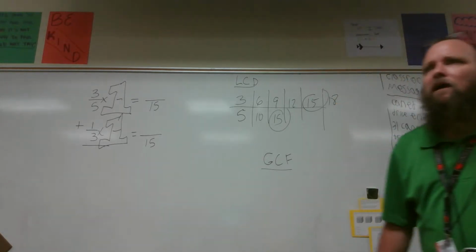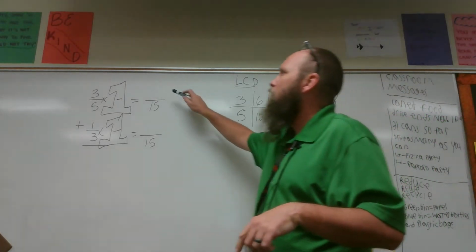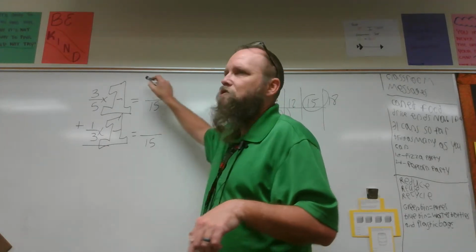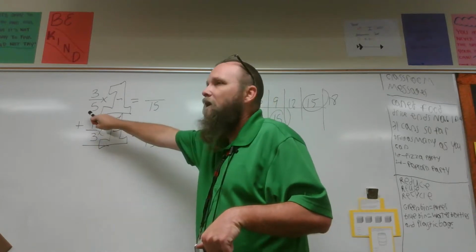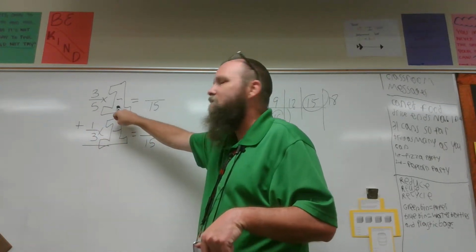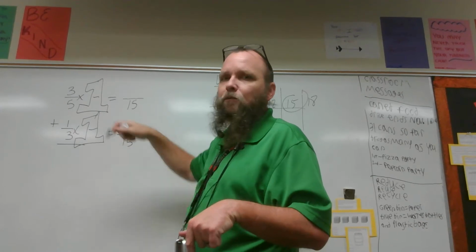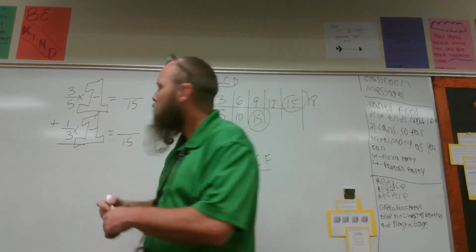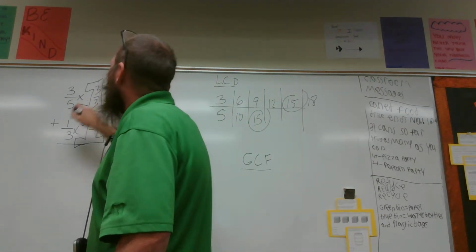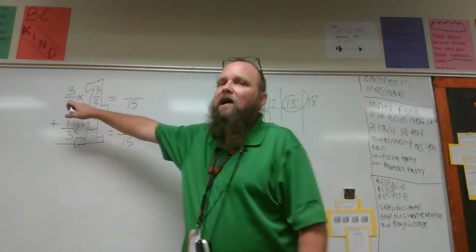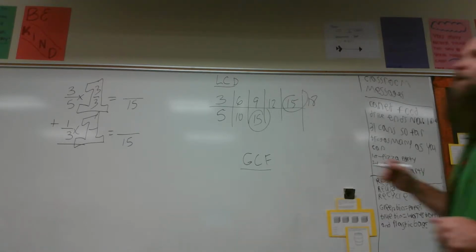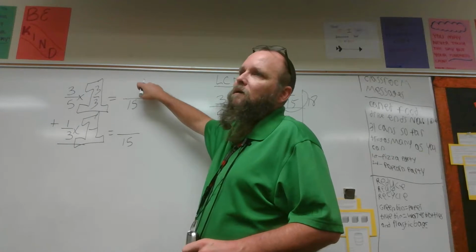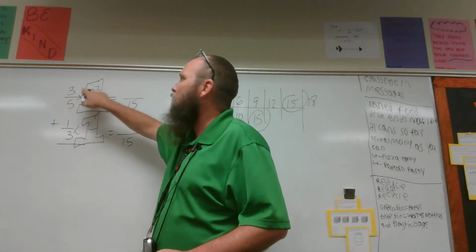All right, so now Kayla. Now I need to find the numerator for this fraction. To do that, I need to find 5 times what gives me 15? 3. So, since my fraction has to equal 1, and I need 5 times 3 to equal 15, I have to make it 3 over 3. So what would my numerator here be? Kayla? 3 times 3 is?